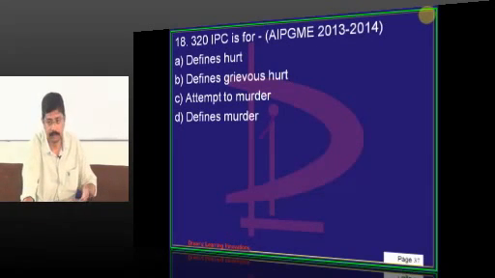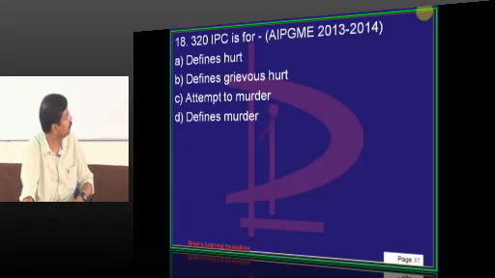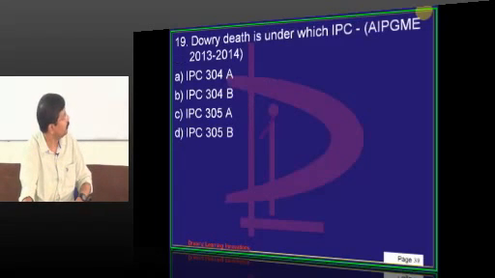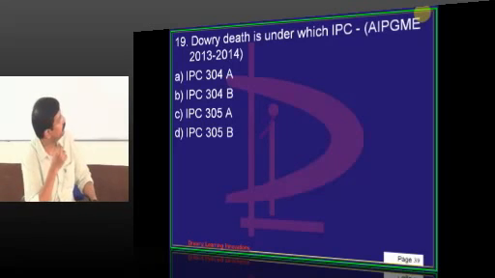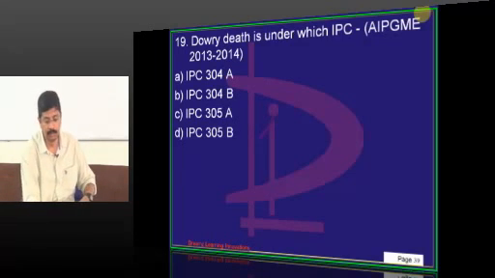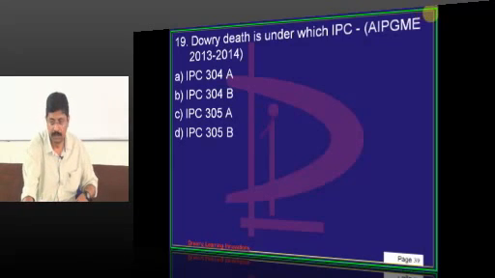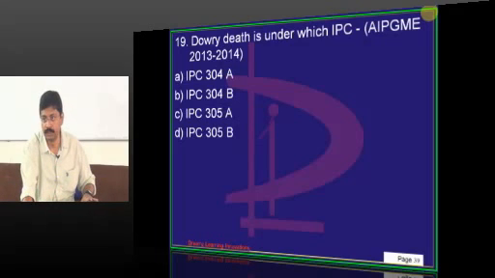320 is grievous injury. Attempt to murder is 307. 300 defines murder. Hurt is 319. Dowry death is under which IPC? 304A is rash and negligent. 304B is dowry. There is no 305A and 305B. It is only 305, which is abetment of suicide in case of a child.